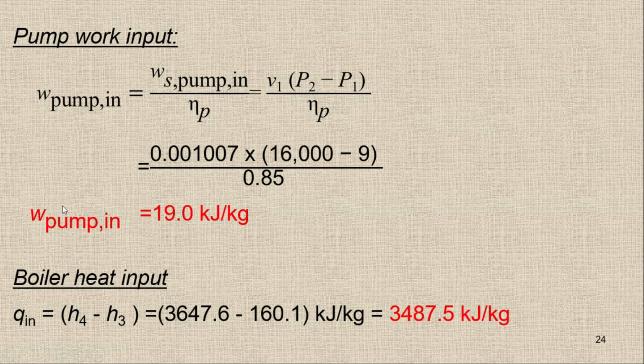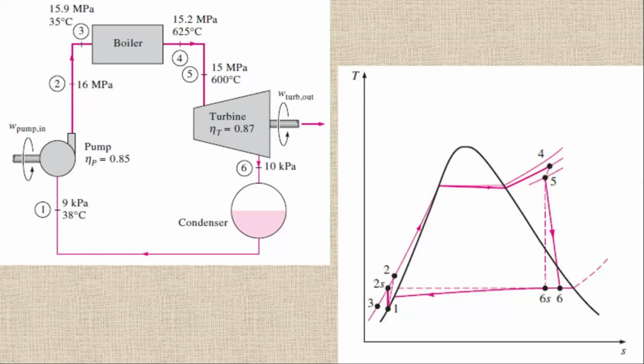So we have the work input to the pump, and we have the heat input to the boiler. Now we are going to check the work output for the turbine. But before that, I'm just going to show you the diagram again. Here we have point 5. You can see we have 15 megapascal and 600 degrees Celsius, and we have 10 kilopascal.